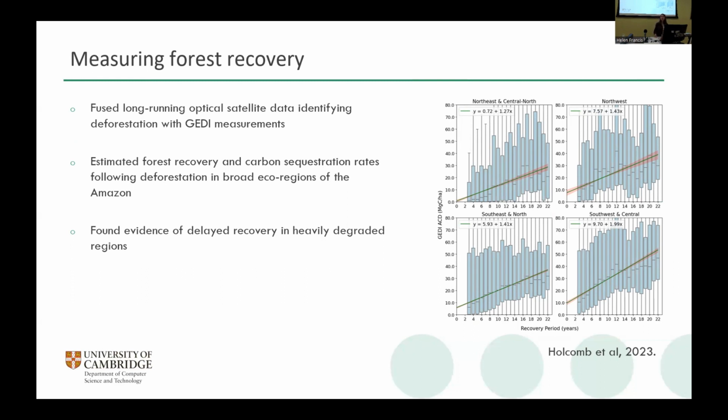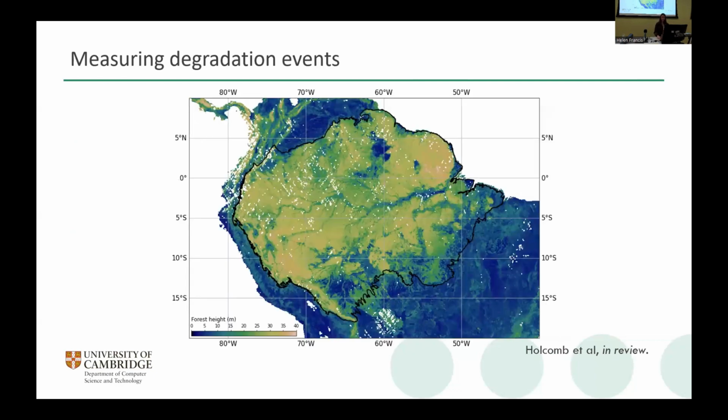We took estimates of forest age, which we could get from these long-running optical satellites, based on the last time that they saw a deforestation event. And we can compare the carbon stocks that were measured by GEDI in forests of different ages. This allows us to estimate forest recovery and carbon sequestration rates across broad ecoregions. And we were also able to find evidence of delayed recovery in certain heavily degraded regions.